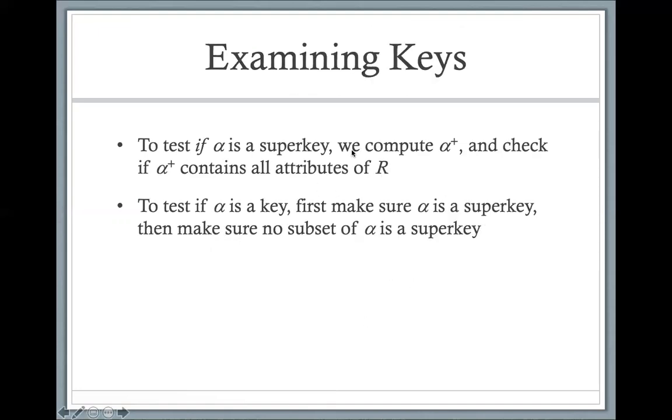So, examining keys. How do I examine keys given the closure? To test if alpha is a super key, all I have to do is compute the closure of alpha and check if it contains all the attributes of R. Yeah, this is really what I have to do.